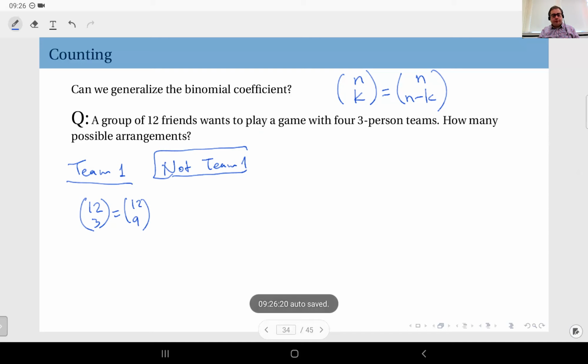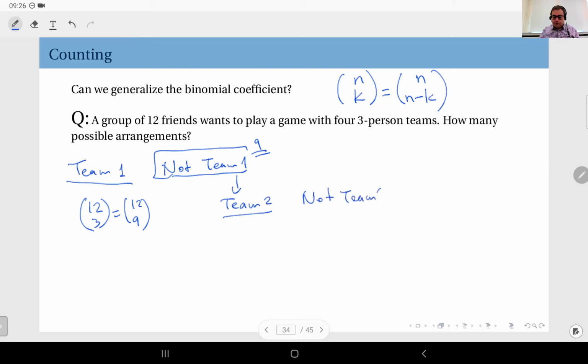Now, that was the first step. I have established one of the groups. Now, I have 9 people here, and I want to distribute them into the remaining 3 groups. And from this, I would like to select team number 2 and not team 2. Okay, the same goes here. To select 3 people to go into team number 2, I can do that in 9 choose 3 ways.